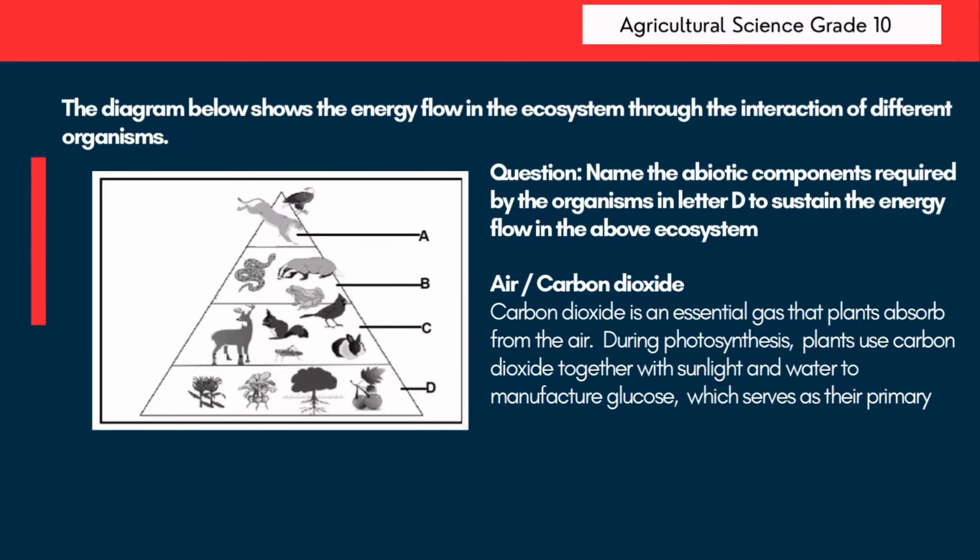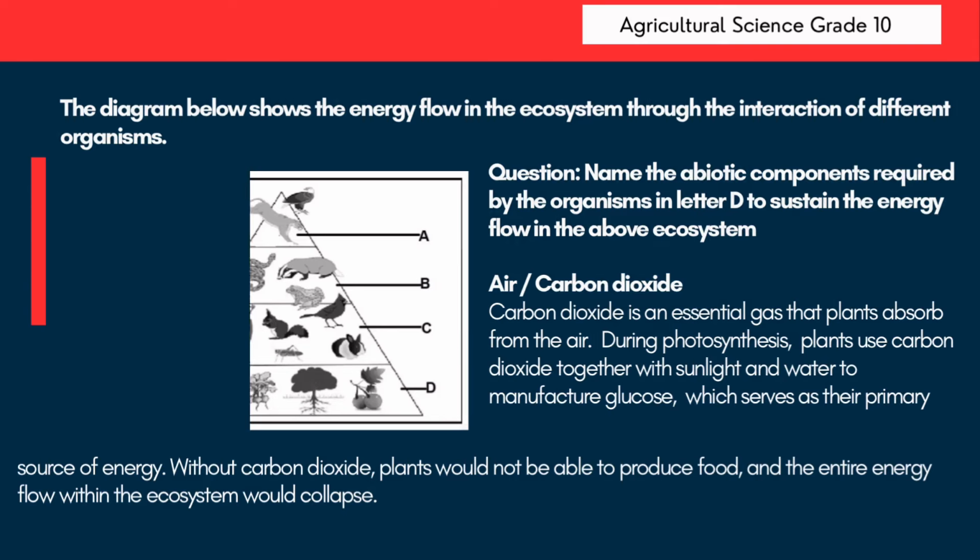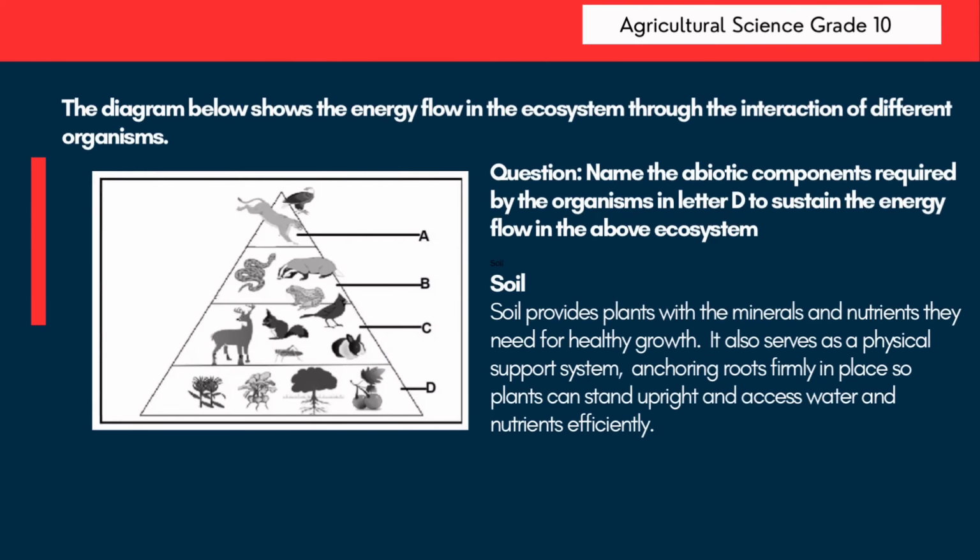2. Air, carbon dioxide. Carbon dioxide is an essential gas that plants absorb from the air. During photosynthesis, plants use carbon dioxide together with sunlight and water to manufacture glucose, which serves as their primary source of energy. Without carbon dioxide, plants would not be able to produce food, and the entire energy flow within the ecosystem would collapse. 3. Soil.